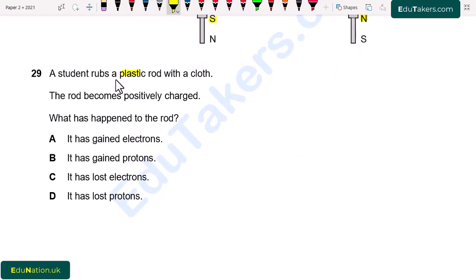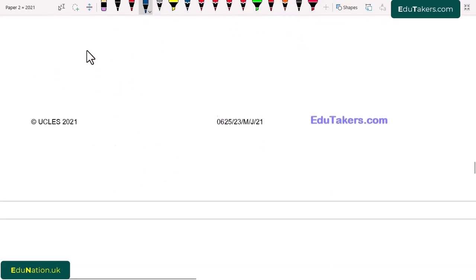Question number 29. A student rubs a plastic rod with a cloth. The rod becomes positively charged. What happened to the rod? So first of all, the rod gets positive charge, it means that it has lost electrons. So from the options, A, it has gained electrons, so it is incorrect. B, it has gained protons, it is also incorrect. C, it has lost electrons, so this option is correct. When the rod lost electrons, there will be positive charge on it.